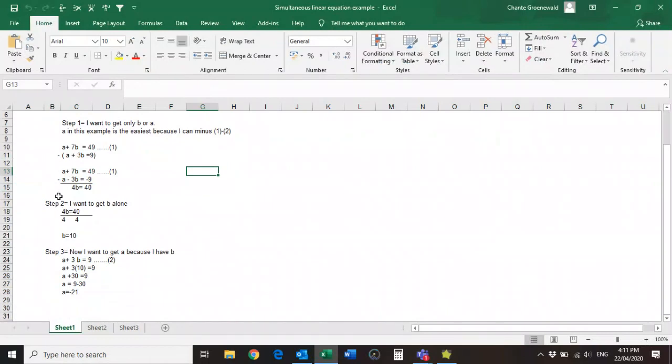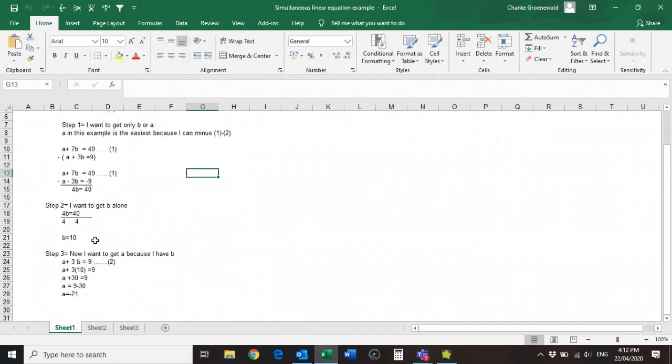Remember, in Monday's lesson, what I do on this side, I have to do on this side. So therefore, I say 40 divided by 4, and I get B is 10. Okay, now that I did step 1, I got only B. So this is the value of B.